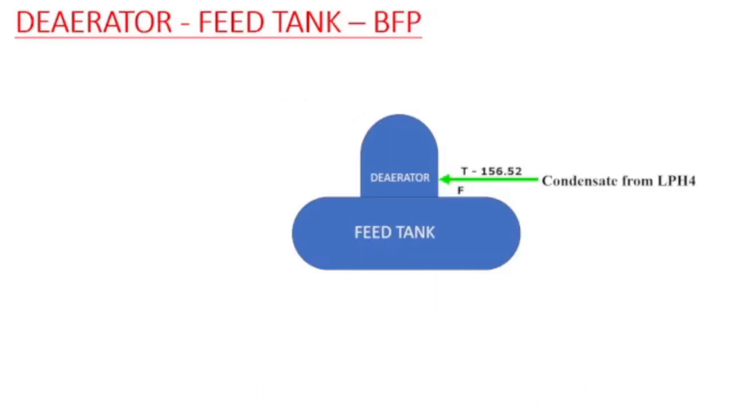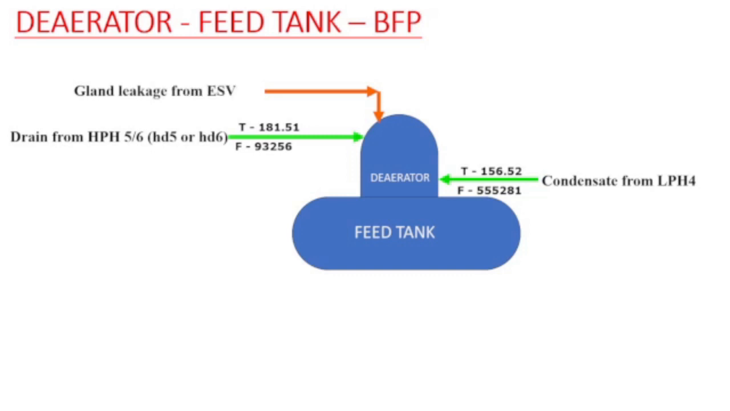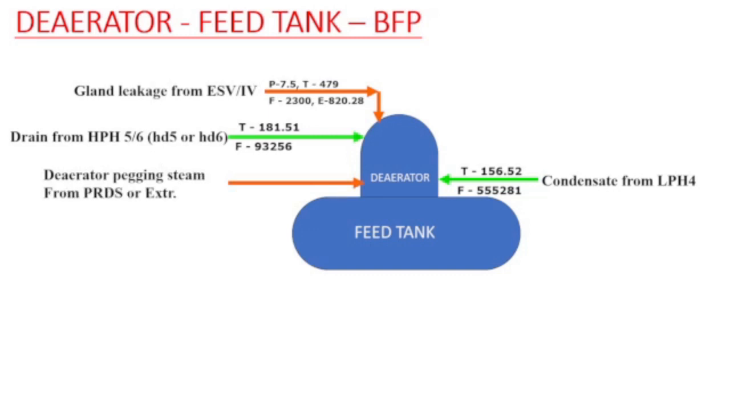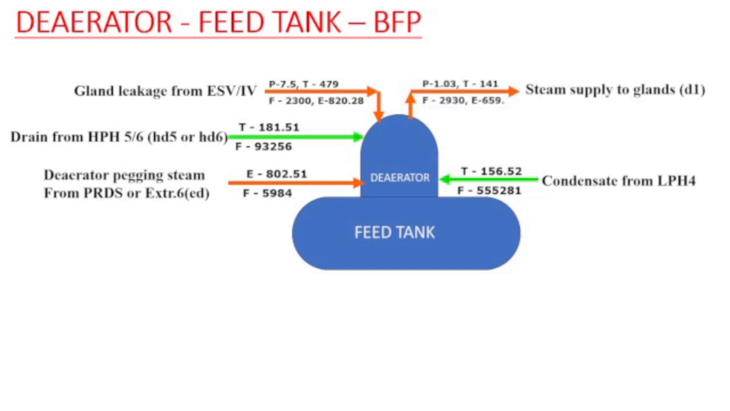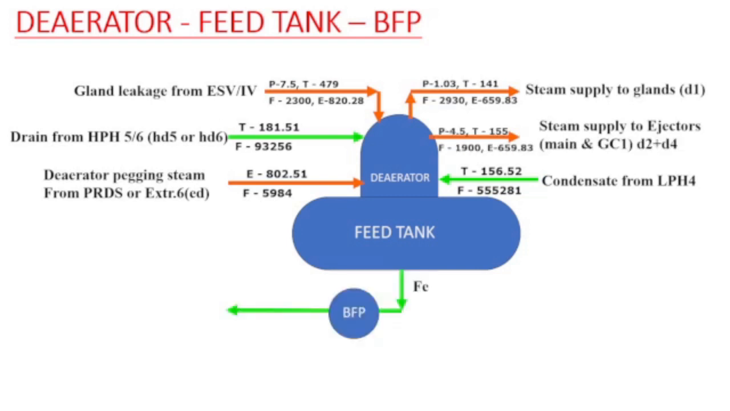Then we have got the feed tank. The condensate from LP heater number 4 goes to the deaerator and the feed tank. The deaerator receives the steam of the gland leakage from ESVs and IVs. Some gland leakage is there. That steam goes into the deaerator. Similarly, the steam supply to glands is given from the deaerator.